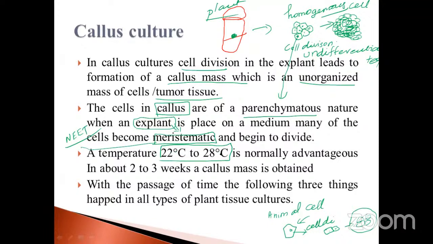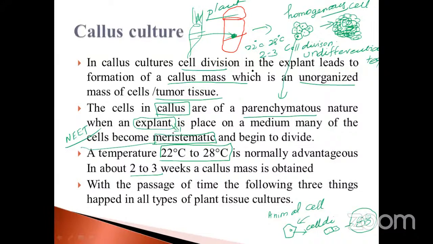And then temperature, you should note it down: 22 degrees Celsius to 28 degrees Celsius. This is for the incubation period. How many weeks do we have to keep it? 2 to 3 weeks until a callus mass is attained, counted after the inoculation. Just imagine this is an explant you are placing here. After that it undergoes the incubation period, and we maintain 22 to 28 degrees Celsius for 2 to 3 weeks.